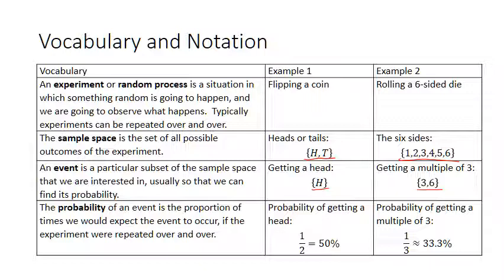The probability of an event is the proportion of times we would expect the event to occur if the experiment were repeated over and over. So for flipping a coin, we assume that the coin is fair. In other words, it lands on heads half the time and tails half the time. So probability of getting a head would be 1/2 or 50%. And then probability of rolling a die and getting a multiple of 3 would be 1/3, because 1/3 of the outcomes are multiples of 3. So that would be 1/3 or 33.3% approximately. So you can express your probabilities as fractions, or as percentages, or as decimals, like 0.5. Either way is completely fine, it's totally the same.